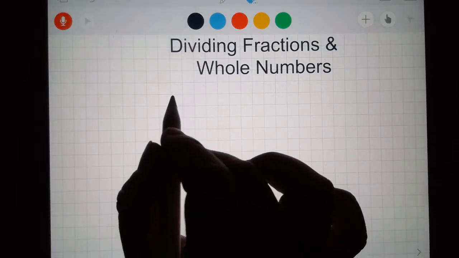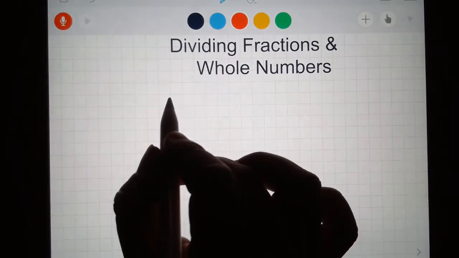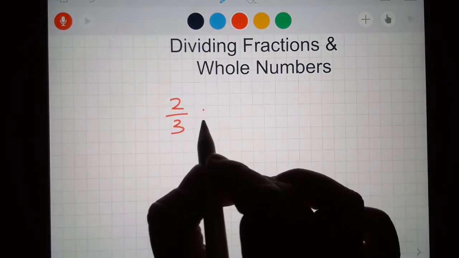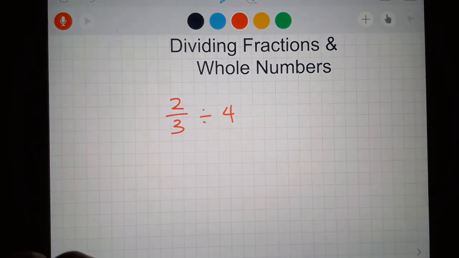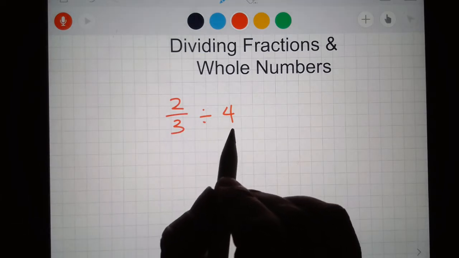Okay, so for example, if we have 2/3 divided by 4. Okay, so if we have that division problem, we know that we can always use multiplication to solve a division problem, right?